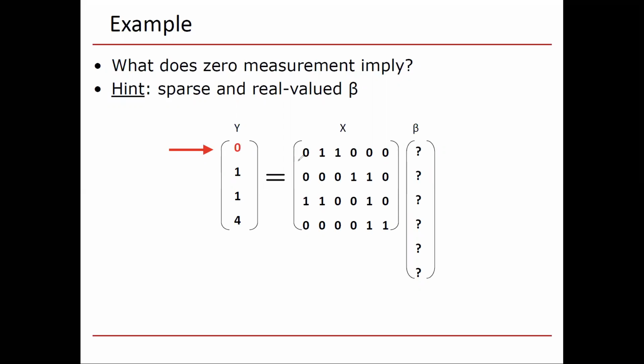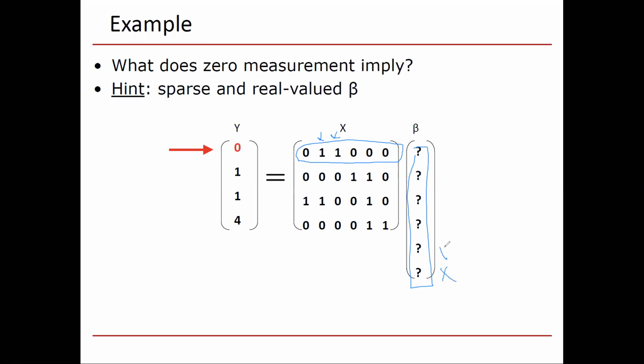This measurement is the outcome of an inner product between X and beta. And in this row, we only have 1s at locations 2 and 3. Therefore, the rest of the locations 1, 4, 5, and 6 are not measured. So we're not measuring this one, not measuring this one. We're only measuring beta 2 and beta 3, and beta 2 plus beta 3 is equal to 0.